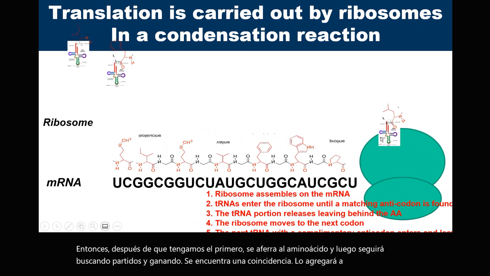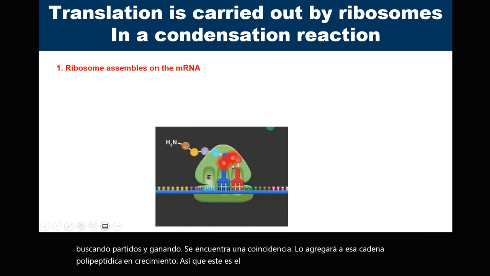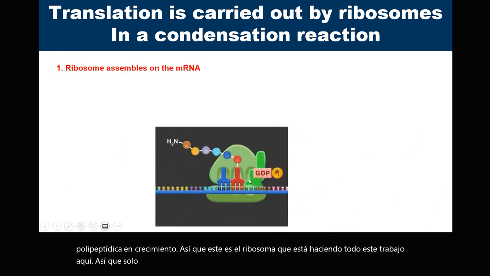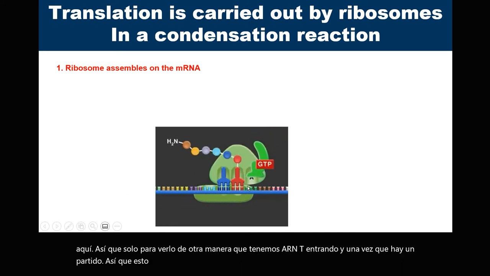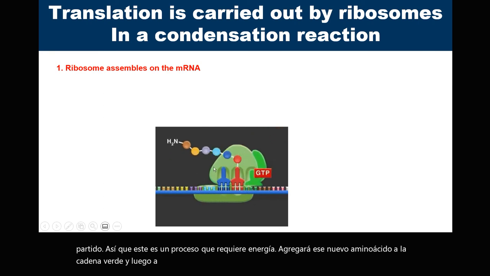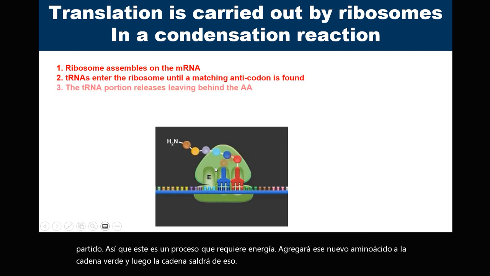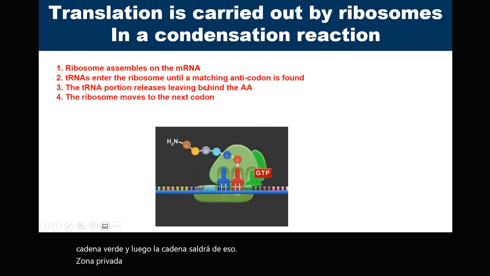So this is the ribosome that is doing this whole job here. Just to look at it another way, we have tRNAs coming in, and once there's a match, this is an energy requiring process. It will add that new amino acid onto the growing chain, and then the chain will exit that ribosome. So this is how this process happens. We assemble first on the mRNA.